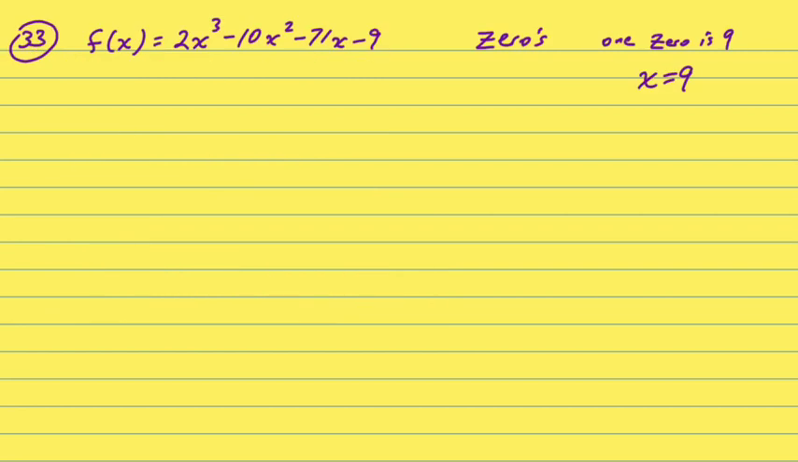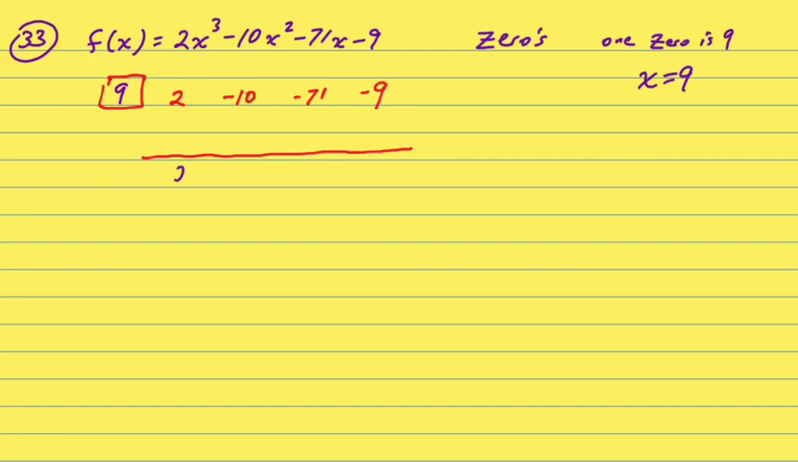Okay, after 17, somebody asked me to do 33. We want to find the zeros if 9 is a zero. So I do this through synthetic division. So I bring down my coefficients. 2, negative 10, negative 71, negative 9. I leave a space, draw a line, make a box. The number that goes in the box is your zero. So I'm just going to put a 9 in there.